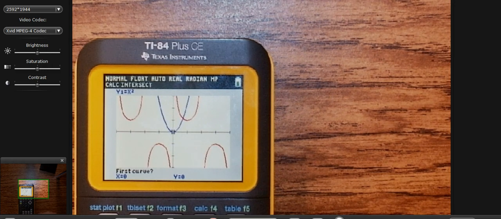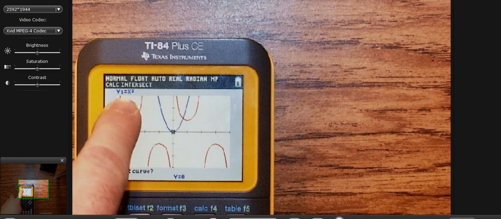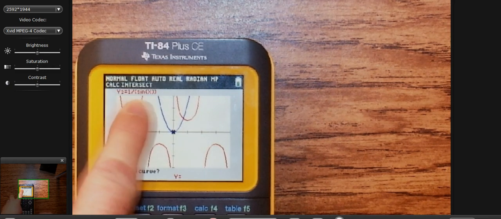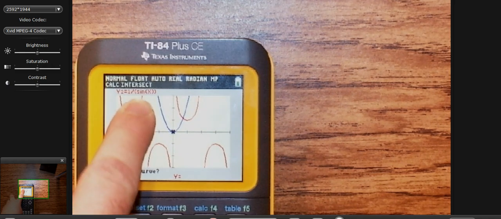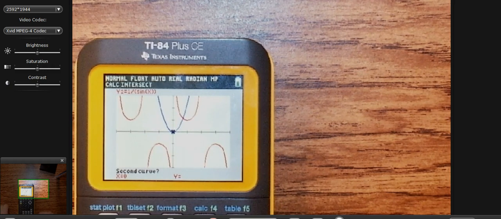It's asking me if the first curve is y equals x squared. Well, sure it is, so I'm going to hit the enter button. It's asking me if the second one is y equals 1 over sine x. Sure it is. Hit the enter button. Okay, why isn't it working? I hit the enter button. What's going on? It feels like it's tweaking.